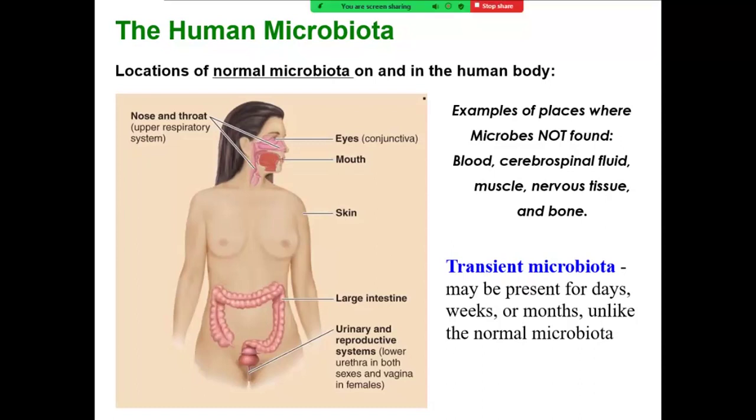And I sampled my skin each term, maybe even twice a term initially, for a long time to make sure I never had Staphylococcus aureus again. So for me, that was a transient microbiota. Any questions about any of that?